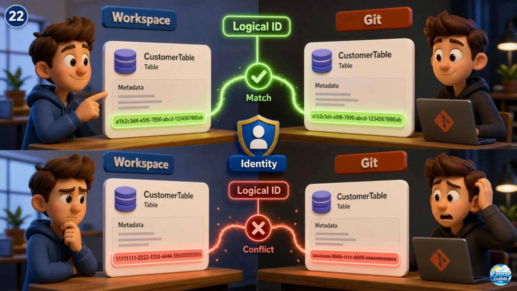In some scenarios, overriding workspace metadata with the Git version can realign the environment, but doing so may also break downstream dependencies, automations, deployment mappings, or item references that relied on the original identity. Keeping the workspace version instead may require updating Git definitions to match the workspace logical IDs or renaming conflicting items. Teams should treat logical IDs as stable identity keys and avoid modifying them manually unless they fully understand the implications. Logical ID consistency is essential for reliable synchronization, dependency tracking, and long-term lifecycle management stability.